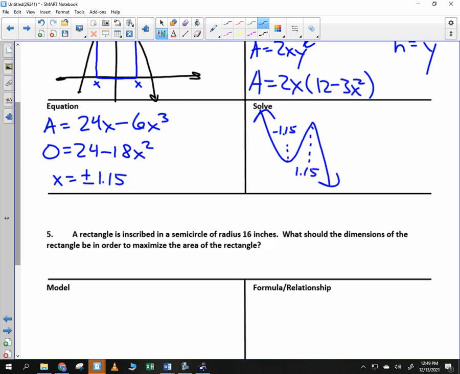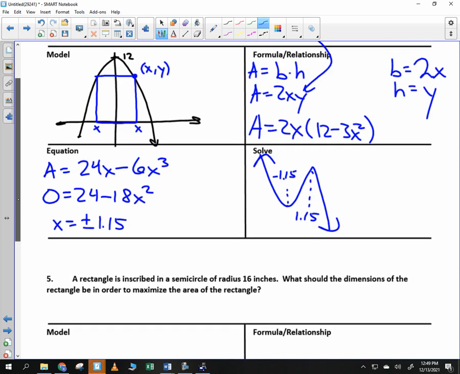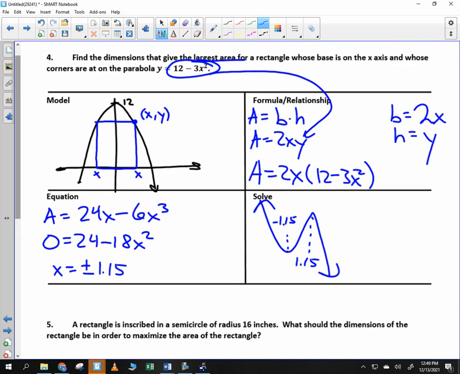So you can see that the maximum occurs at a value of x is 1.15. So that's not my answer. The goal is to find the dimensions. So I want to know what the base is equal to. And I want to know what the height is equal to. What would the base be?